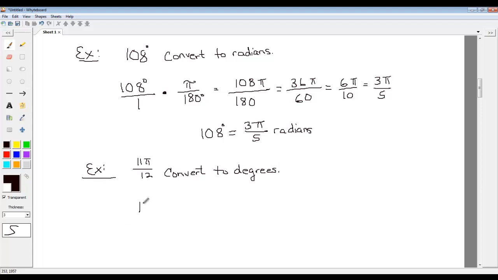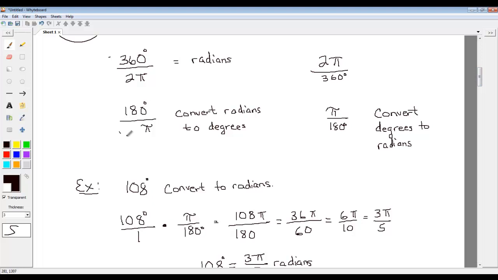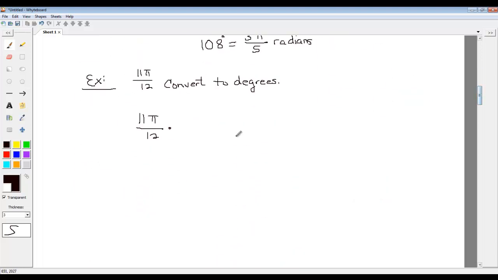So if you already have 11 pi over 12, what you need to do is multiply by the factor that has the degrees on top, because you're going to end up needing degrees left in there. So multiply by 180 degrees over pi. And the beautiful thing there is that the pi's reduce out. Let's see what else it can reduce. 12 and 180: 12 will go into itself one time, and it'll go into 180 15 times. So you multiply, you got 1 on the bottom. 11 times 15 will give you 165.